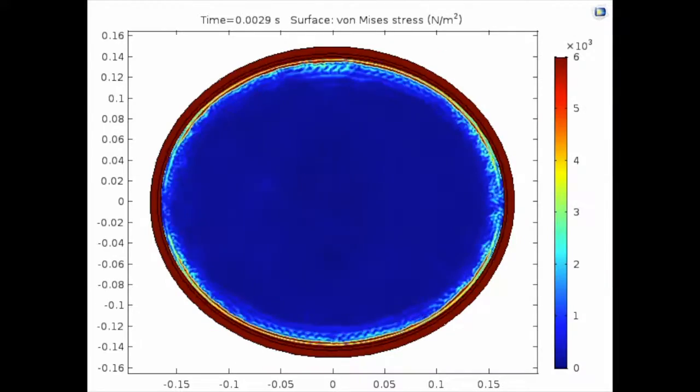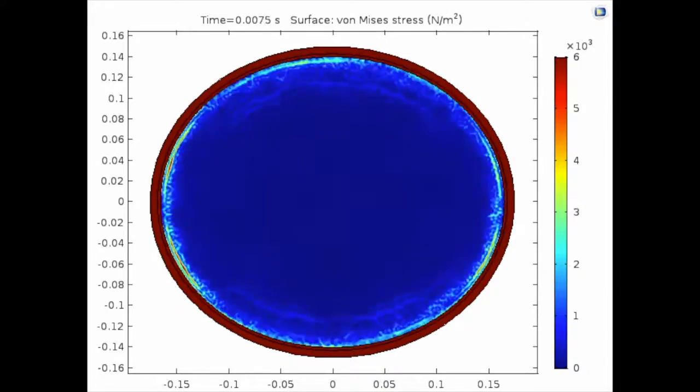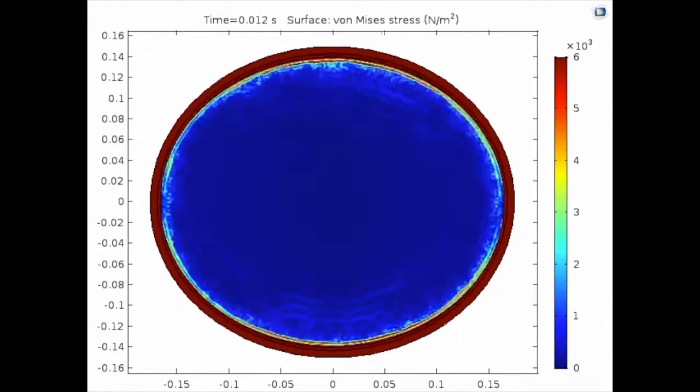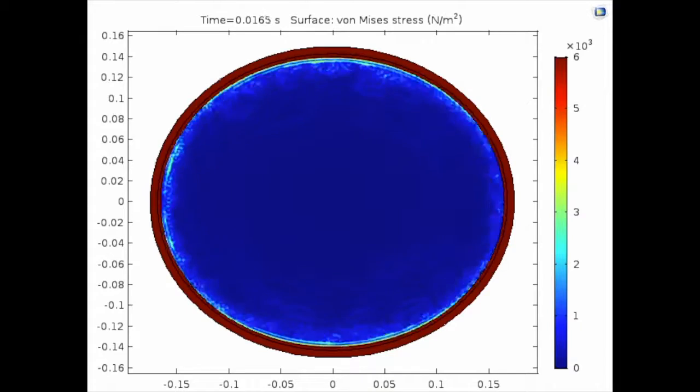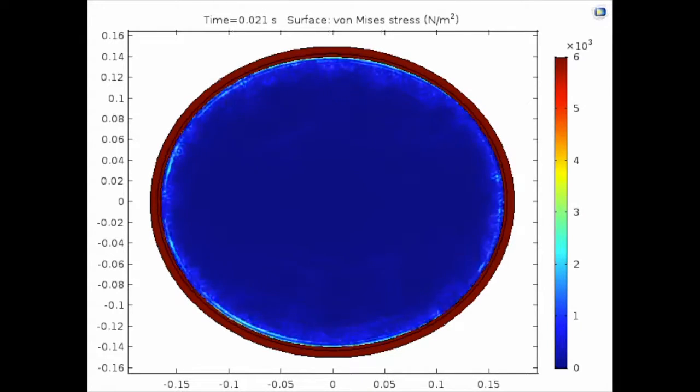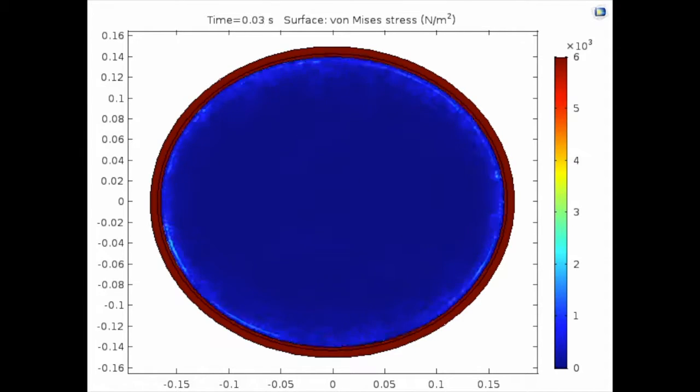The von Mises stresses in the head are dominated by those in the high modulus skull, which carries the most stress due to stress shielding. Isolating the von Mises stress in just the brain, we can see that the stress is concentrated along the edges where the brain makes contact with the skull.